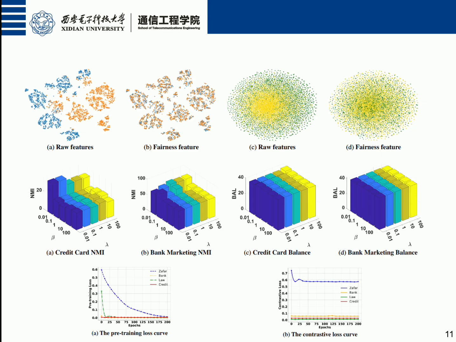Figure 3 shows the NMI and BL results of our method under different combinations of hyperparameters lambda and beta. The model consistently achieves high accuracy and fairness across parameter settings, demonstrating strong robustness to hyperparameter choices. Finally, Figure 4 presents the convergence curves. Both pre-training and contrastive losses decrease rapidly and stabilize, indicating that our model trains efficiently and converges well on all datasets.